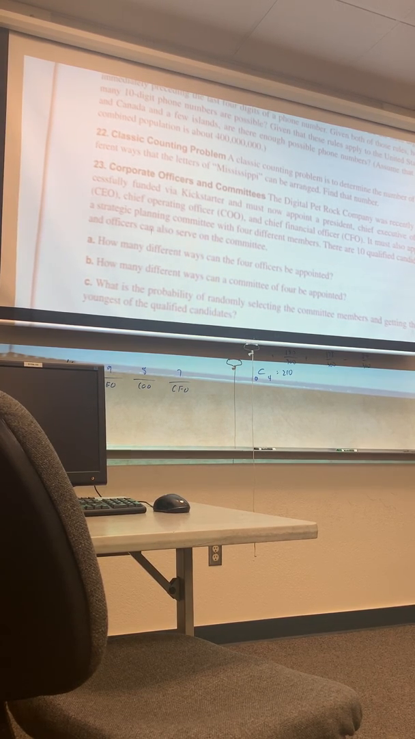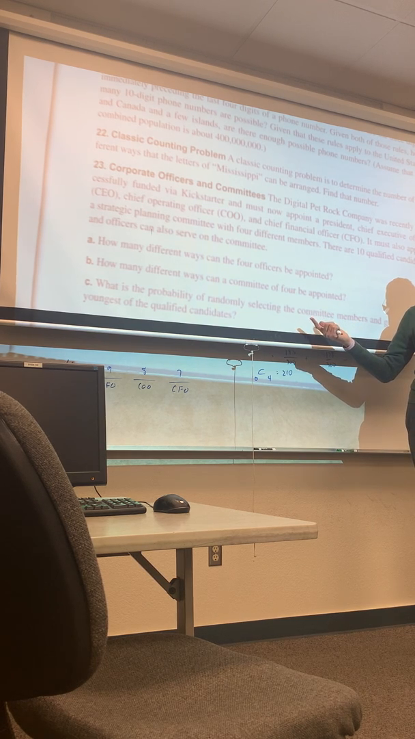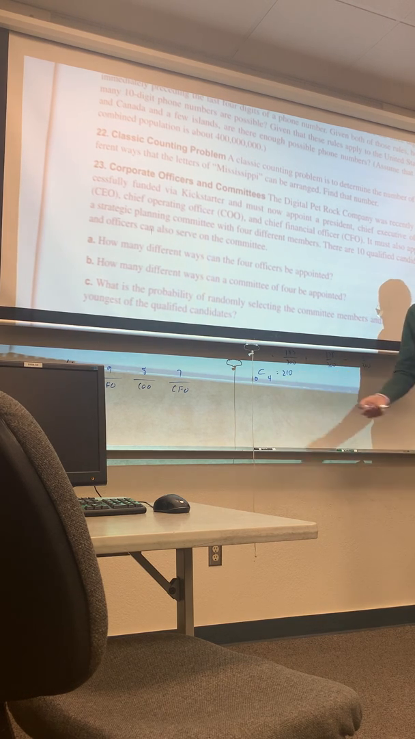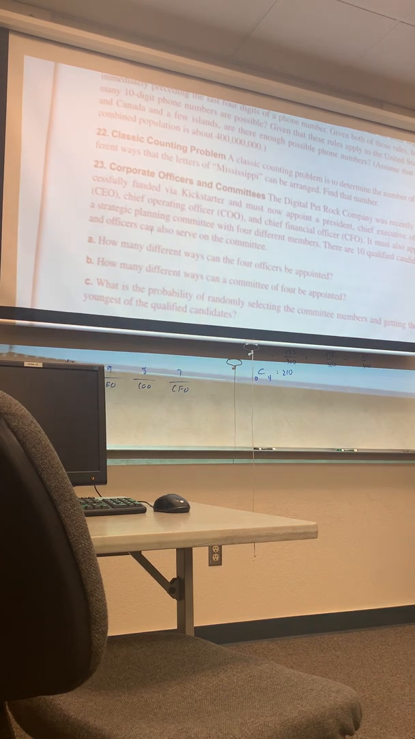Any other questions? Do the last one. What's the probability of randomly selecting committee members and getting the four youngest of the qualified candidates? Well, how many committees have exactly the four youngest? One of them. So what's the probability of selecting the committee that has the four youngest? One out of 210.